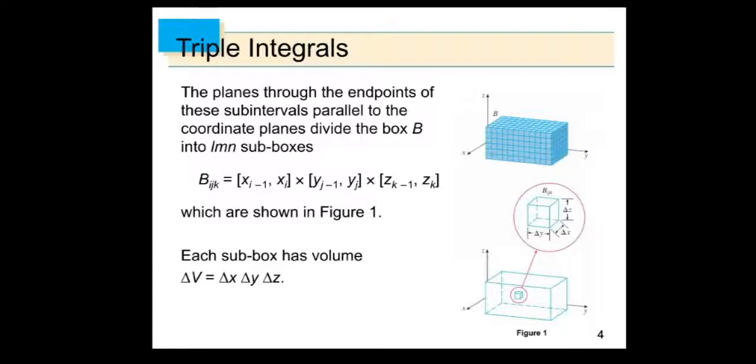So you can see that this is going to be a sub box, and we will be finding the volume. You can see the delta volume is equal to delta x, delta y, and delta z. That is going to be the volume of our sub box.